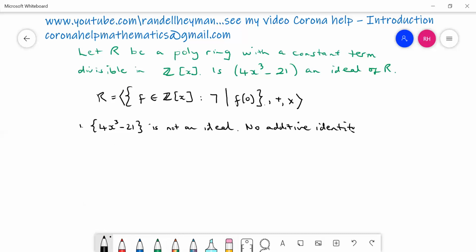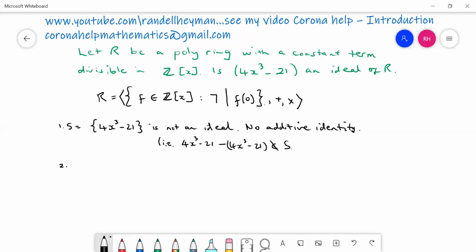Now, some of you will have been following my videos on ideals and rings, and you'll see that in the way I explained it, there were 4 aspects to ideals. One was that it was closed under subtraction. What do I mean by that? I mean that if we take 4x cubed minus 21 minus 4x cubed minus 21, well, that's not an element of the set. It's not an element of S. Okay, so we've quickly disposed of that one.